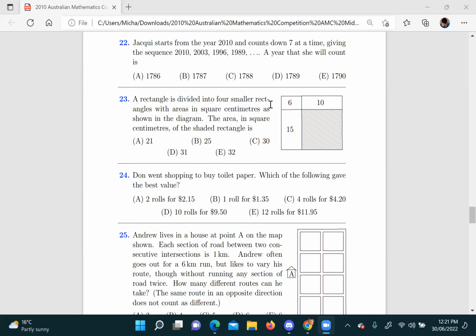Okay, a rectangle is divided into 4 smaller rectangles with areas in square centimeters, as shown in the diagram. So these are the areas. The area in square centimeters of the shaded rectangle is. Okay, so this is actually somewhat checkable, okay?